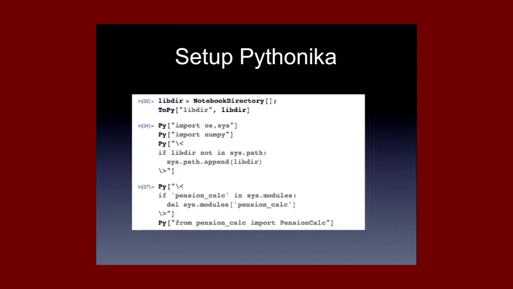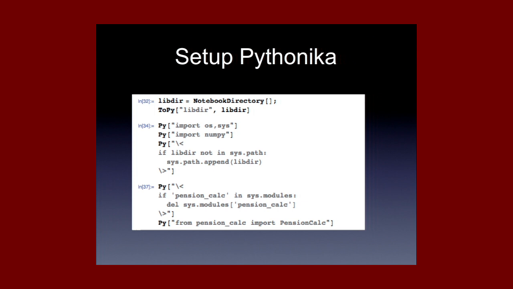Once we have that installed, we're able to use Pythonika to run Python code and move variables back and forth. So the first way we do that: let's say I have my pension calculation Python library in the same directory as my notebook. I can call NotebookDirectory and get the libdir variable in Mathematica, and then ToPy says I'm going to take that libdir variable and make a Pythonika variable called libdir. Next to that, I'm going to call some regular Python. So import os and sys is just importing some basic Python libraries.